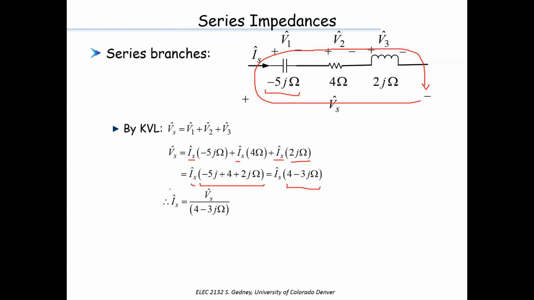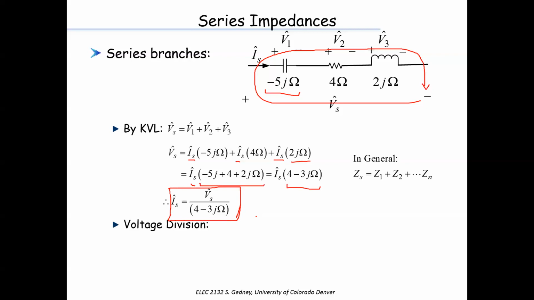So KVL applies in the AC steady state. Impedances in series means they share the same current, which means those series impedances add. Okay, so in general, series impedances add.